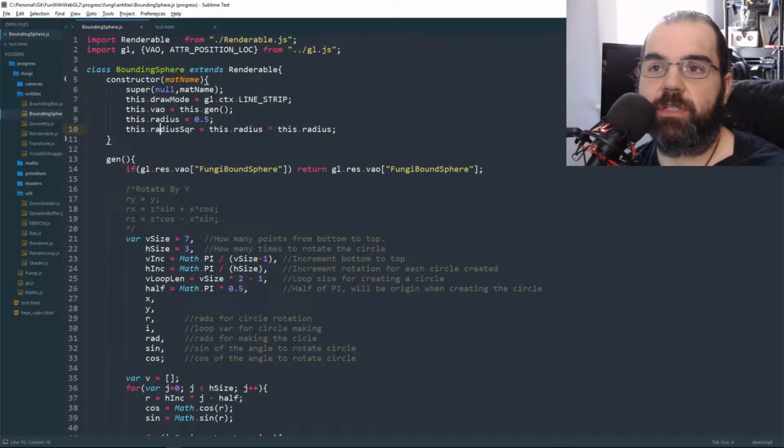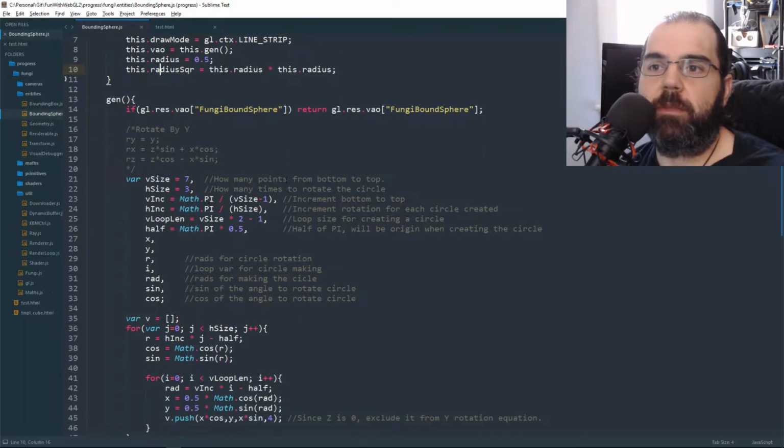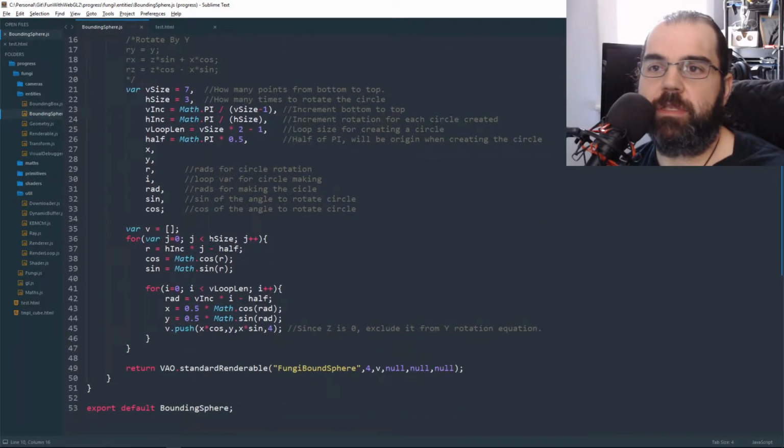And like I said, I'm not really going to step through this. This is a simple equation of how to make a sphere, and the way I'm doing it is drawing one circle.